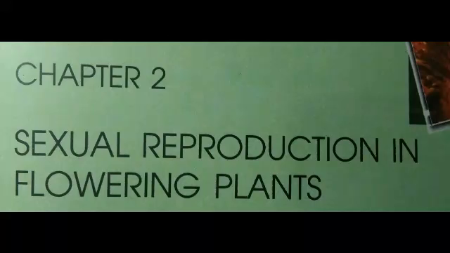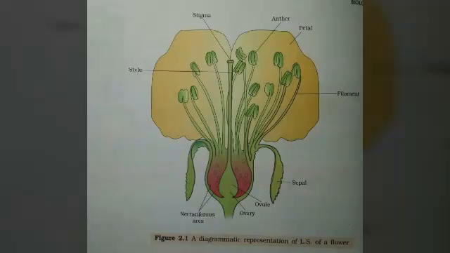So today we will study about the stamen. Stamen is a male reproductive part of the flower. So we understand about microsporogenesis. This is the process in which pollen grains are formed in the anther. So let's study about the stamen and its parts.